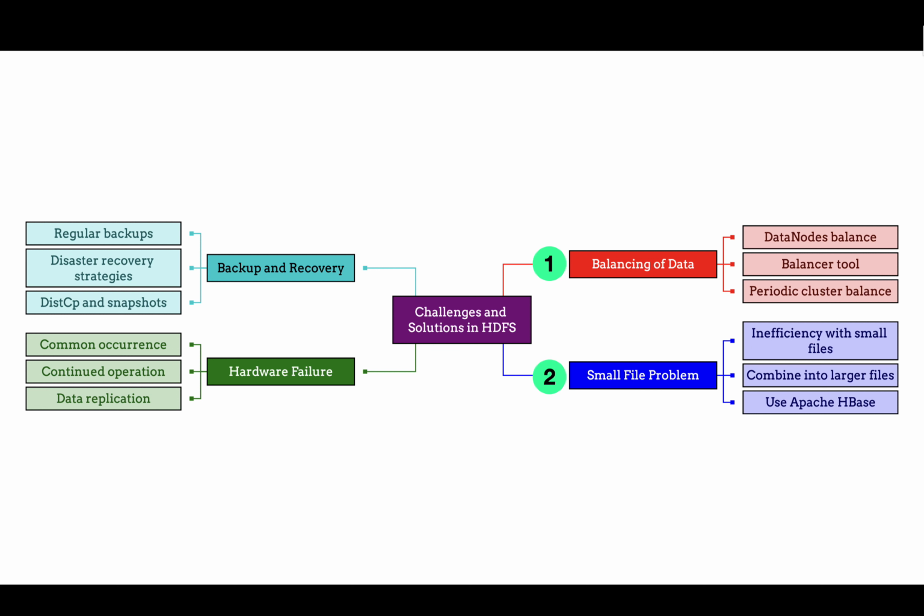Small file problem. HDFS is less efficient for small files. A common solution is to combine these into larger files for processing or use a more suitable file system like HBase for small files. 3. Hardware failure. Hardware failure is common. HDFS is designed to continue operating uninterrupted while dealing with failures, by replicating data across different nodes.